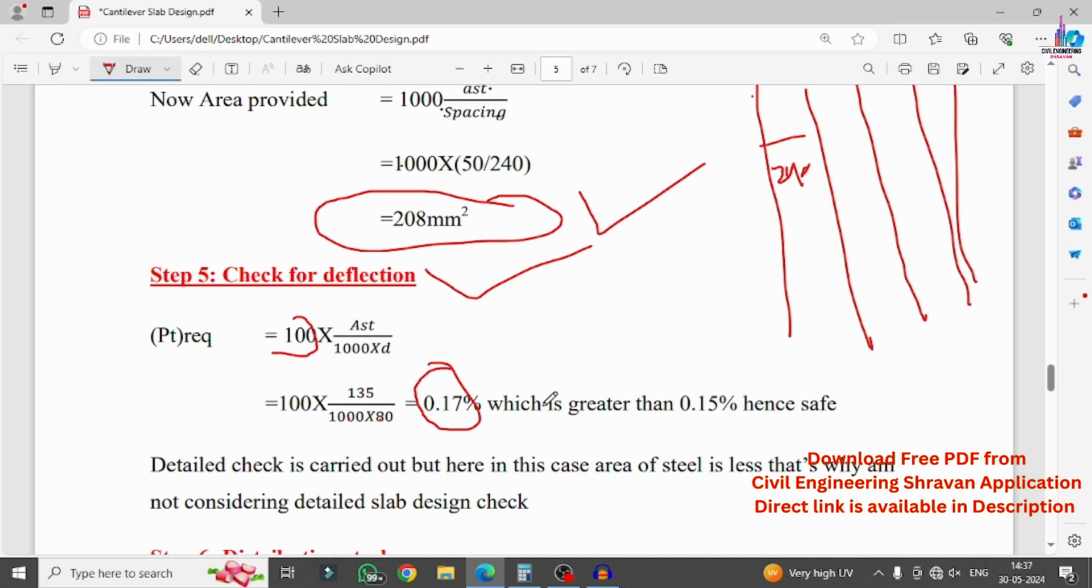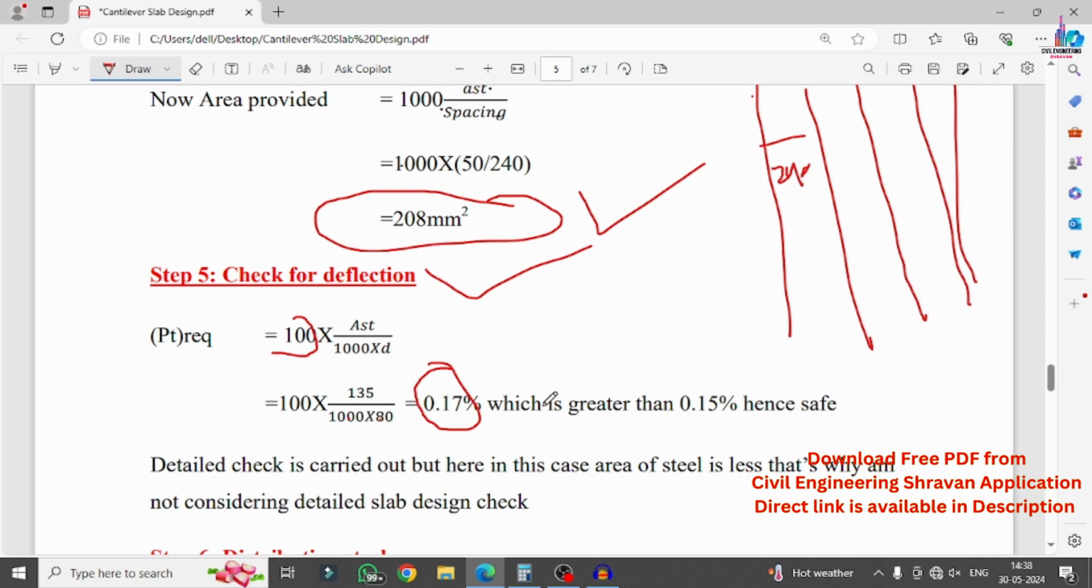For the HYSD bar, it is 0.12%. The assumed value is greater than 0.15% as well as 0.12%. Hence, the design check is safe from the deflection point of view. There is no need to do the detailed check, but if you wish, you can check the detail also. The depth of the slab will then be approximately less than 80 mm. So this is the calculation part for the main steel.